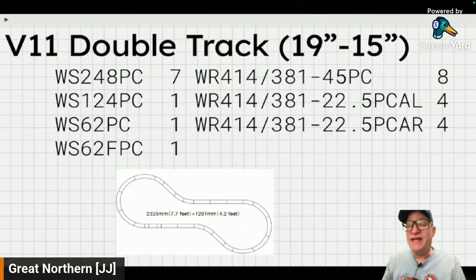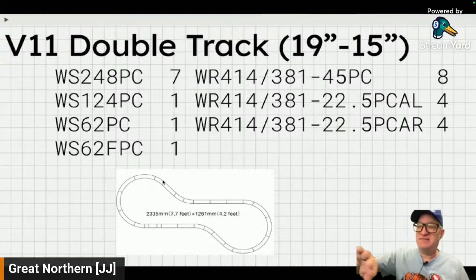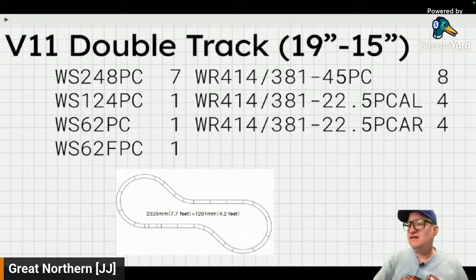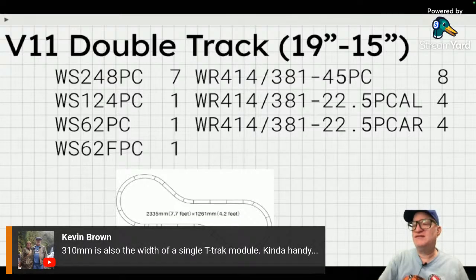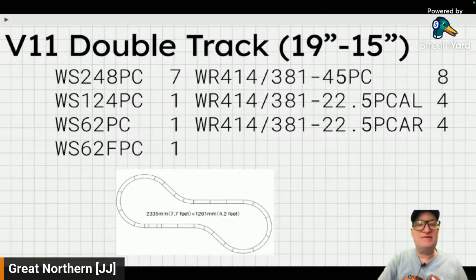The other nice thing about these things is all the curves are super elevated, which means they take that little bank as they're going around the curves. Oh, I did not know that, Kevin Brown. So 310 is the width of a single T-Track module. Kind of handy. Okay, there you go.